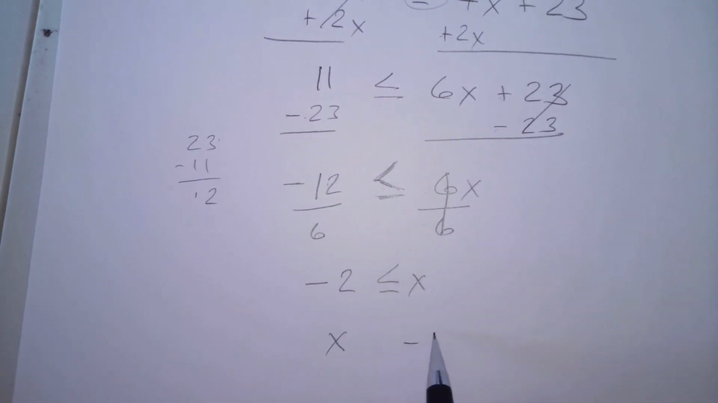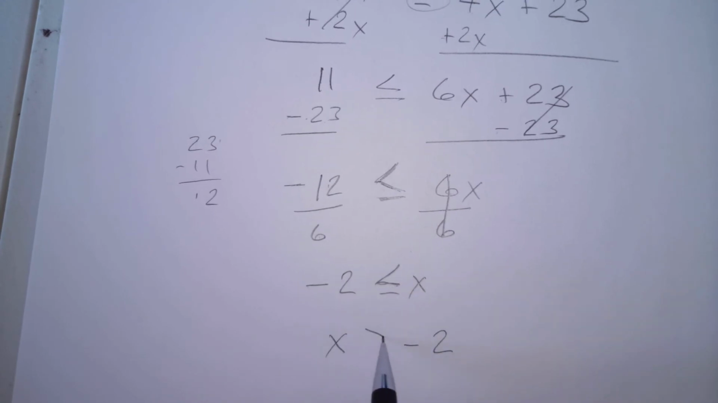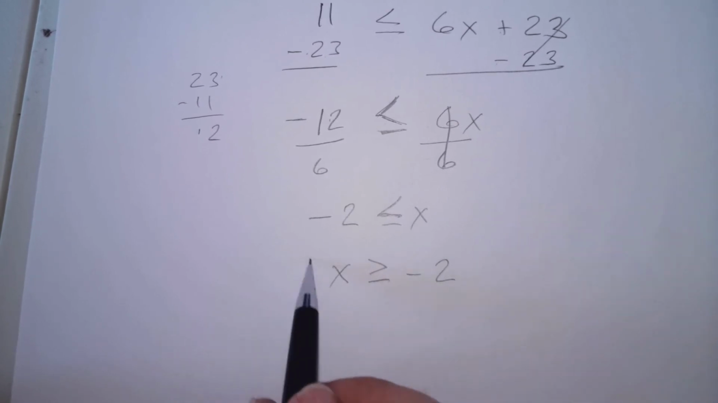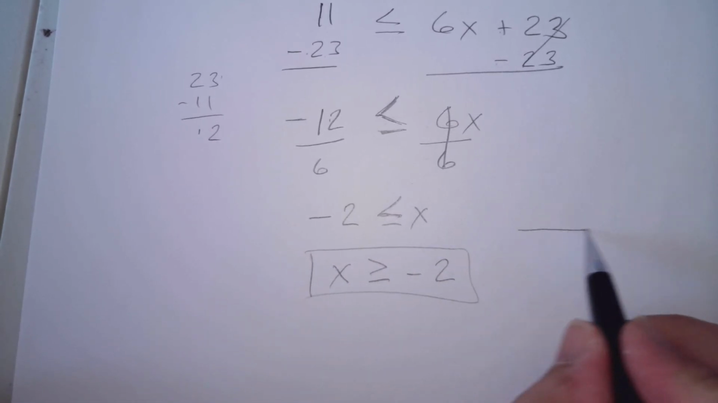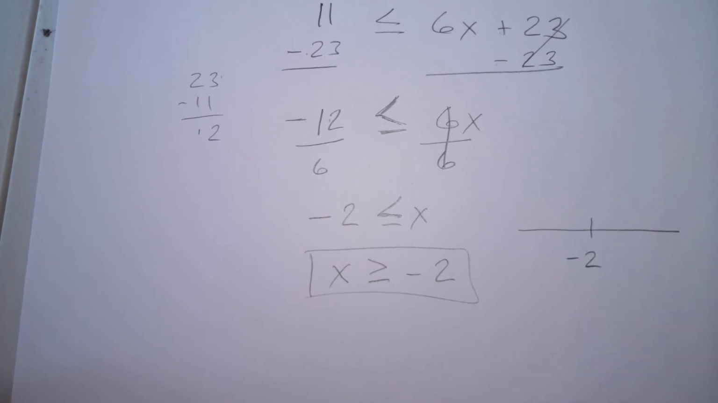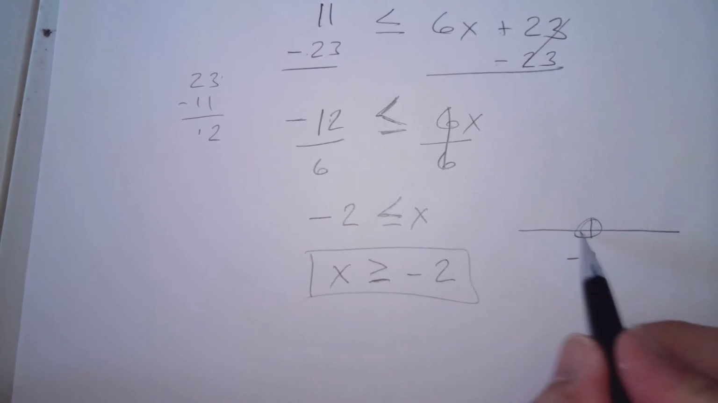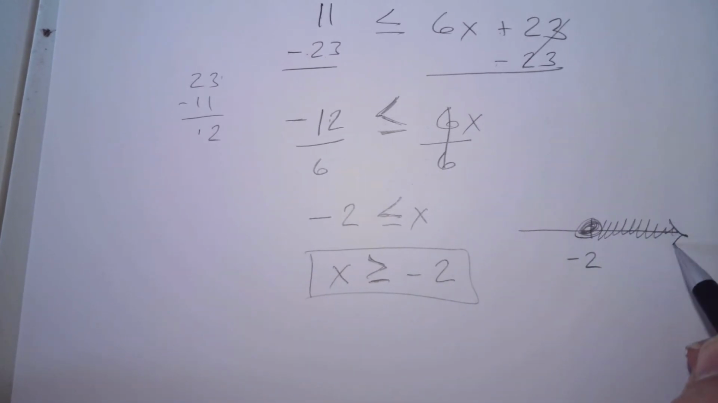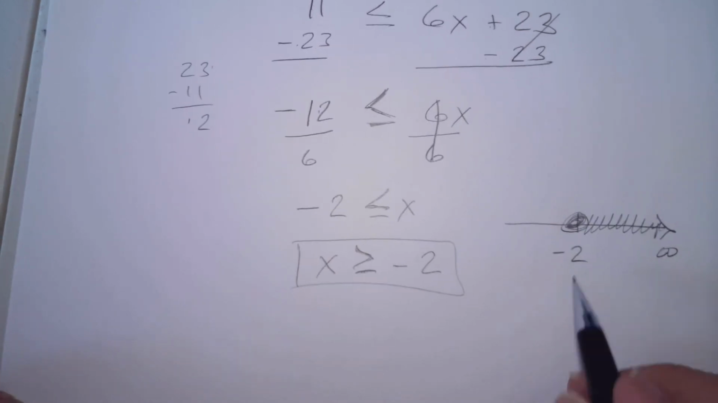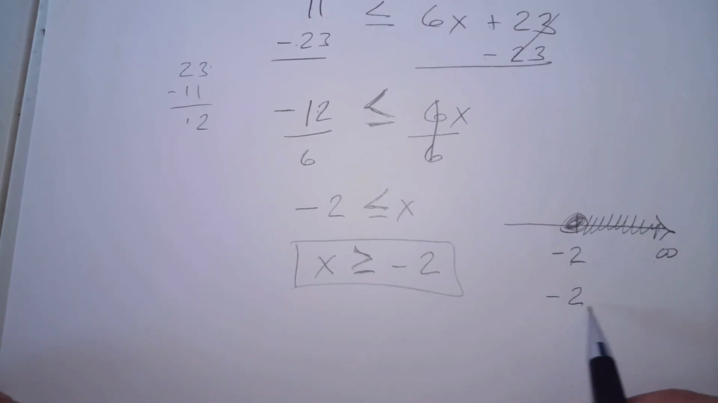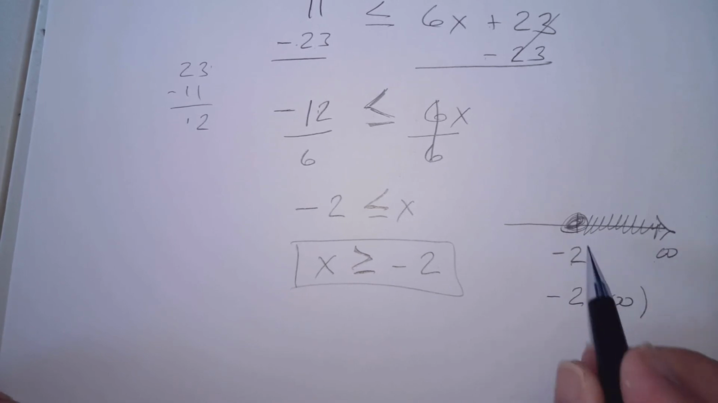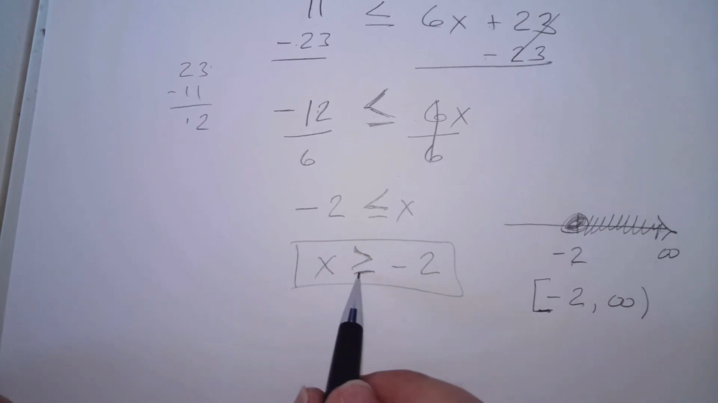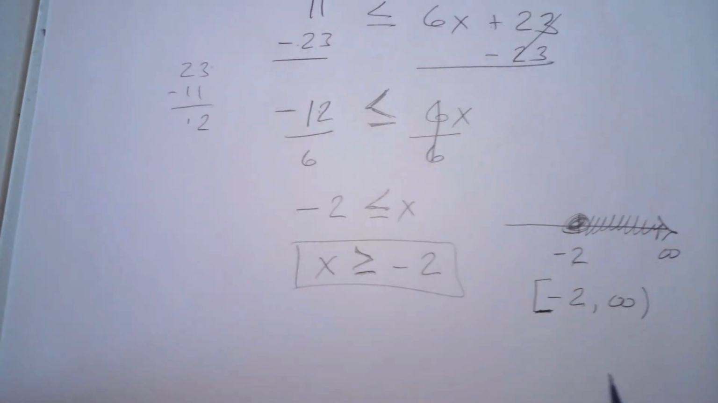Okay, I'm going to flip them. So it still has to point to the negative 2. There's your set notation. Since it has an equal sign, it's a closed graph pointing to the right, so it goes that way. So the interval notation is from negative 2 to infinity, but that's closed, so we have a bracket. That line there matches that line there.